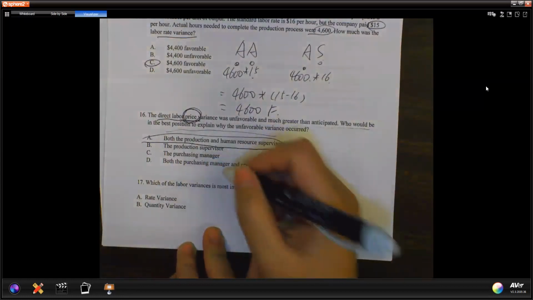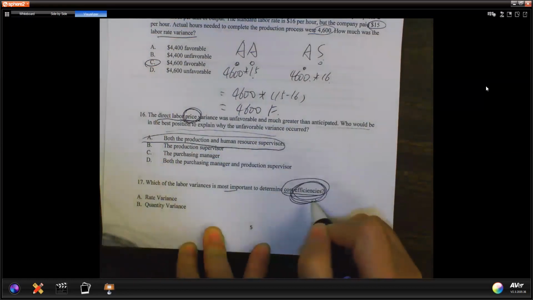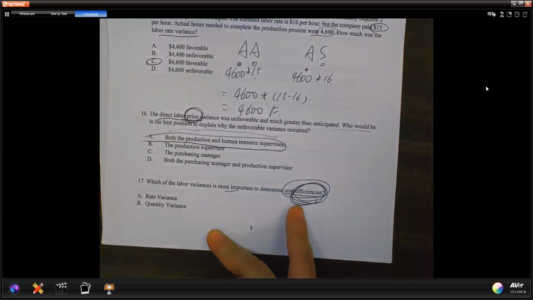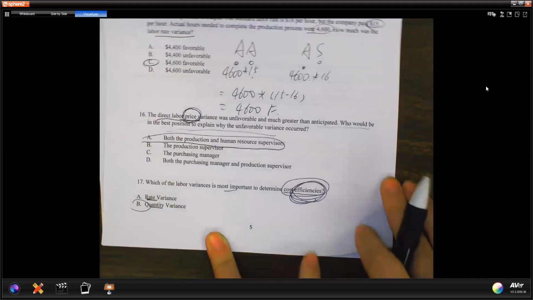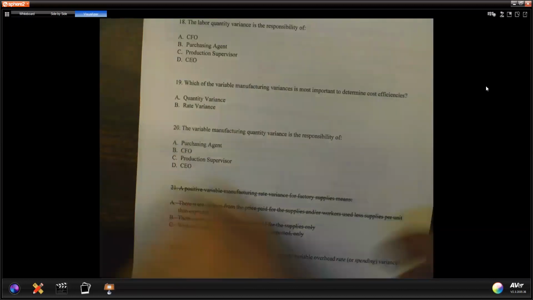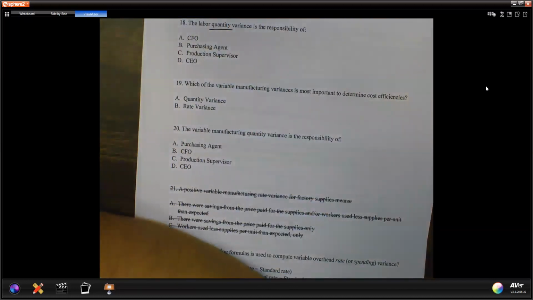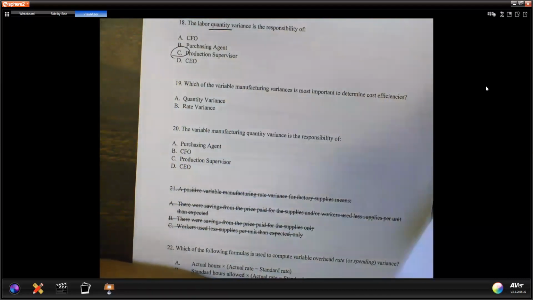Which of the labor variance is most important to determine for the efficiency? When we talk about the efficiency, efficiency is the quantity, right? Rate is about the price, efficiency is the quantity. Next one, well, labor quantity variance will be the production service supervisor. Okay, make sure you read the textbook one more time.